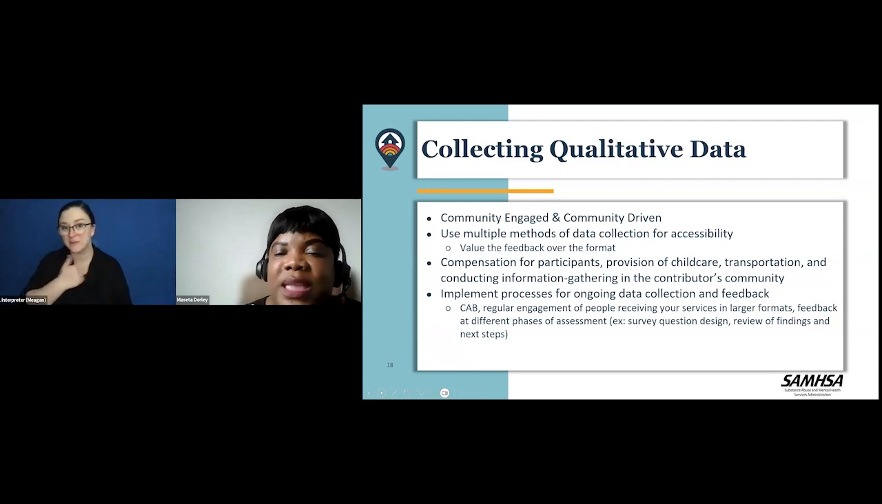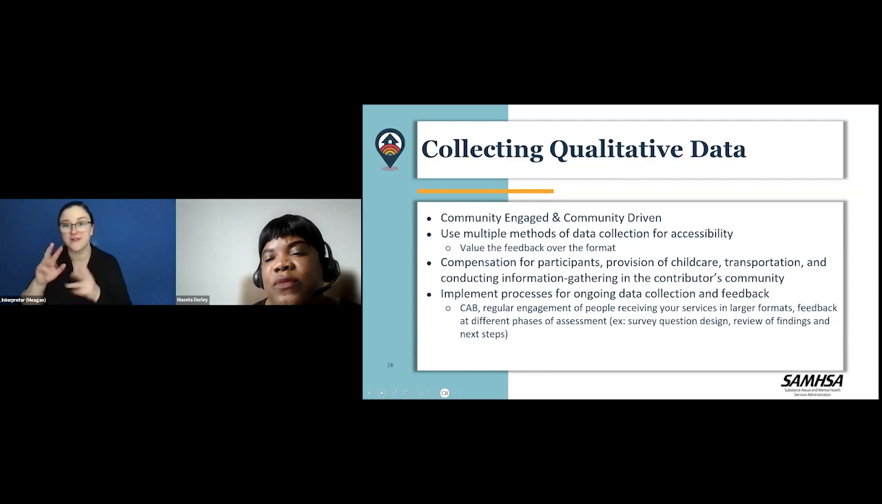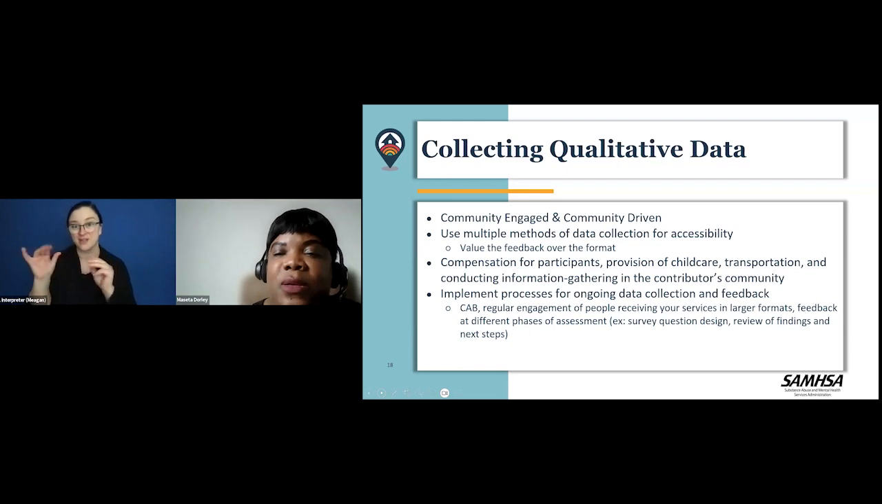You can have regular engagement of people receiving your services in larger formats. You can have feedback at different phases of assessments, survey question design, review of findings, and next steps. Technology is so advanced now. There are just so many different ways in how you're able to incorporate even the methodology of how you get those feedbacks. So as long as those feedback are ongoing and that you have opened a gateway, that there's an established means of folks being able to provide input, provide feedback, and you sharing out the results, then I would say that would be a good process and the means of collecting data.